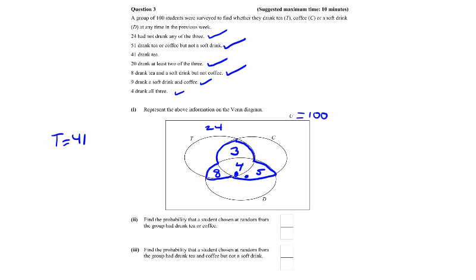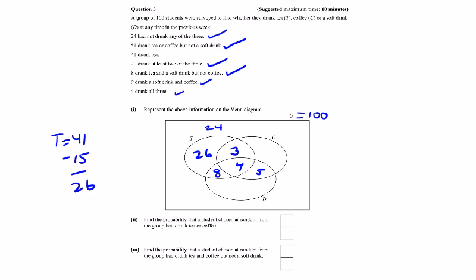41 drank tea. So in tea we now have our 8, our 3 and our 4, which is 15. So 41 minus 15 is 26. That leaves 26 there.